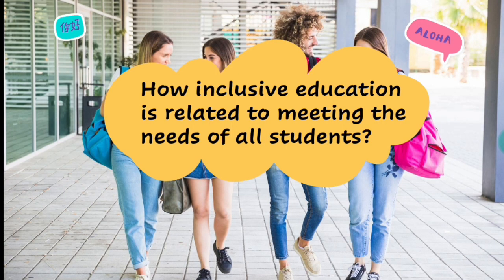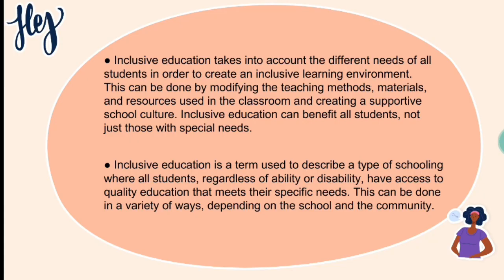So, the question is, how is inclusive education related to meeting the needs of all students? All right. To answer that question, inclusive education takes into account the different needs of all students in order to create an inclusive learning environment. This can be done by modifying the teaching methods, materials, and resources used in the classroom and creating a supportive school culture. Inclusive education can benefit all students, not just those with special needs. And also, inclusive education is a term used to describe a type of schooling where all students, regardless of ability or disability, have access to quality education that meets their specific needs. This can be done in a variety of ways depending on the school and the community.